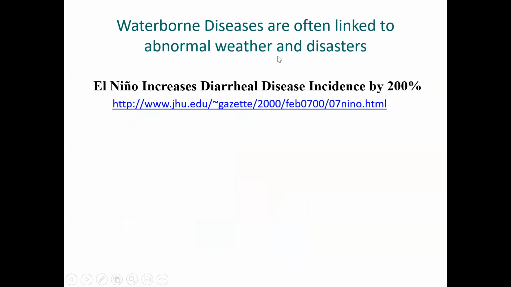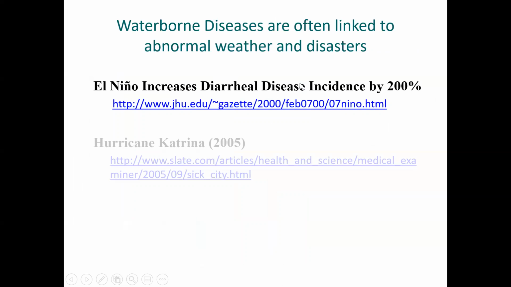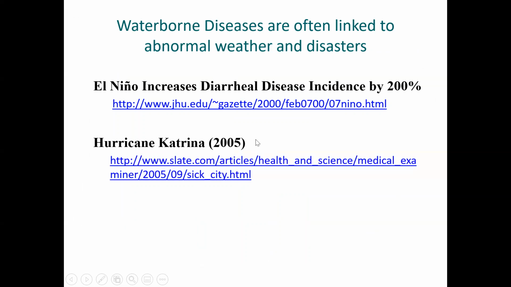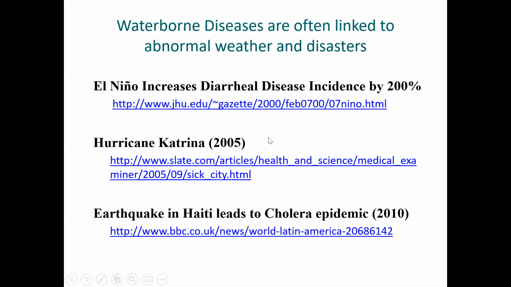Sometimes we see them in the news, and I want to just show you a few news items here. El Nino increases diarrheal disease apparently quite a bit. Some of you, I guess you guys aren't that old, but some of you may remember Hurricane Katrina. And that was a big deal in New Orleans, and there was a whole bunch of waterborne diseases. After that public health failure, there was an earthquake in Haiti that led to a cholera epidemic, and so on. Maybe I should find some newer sources, since people are getting younger in my classes, it seems.